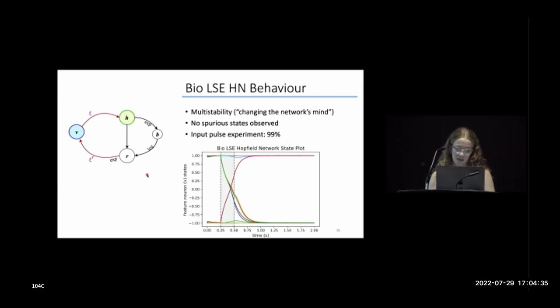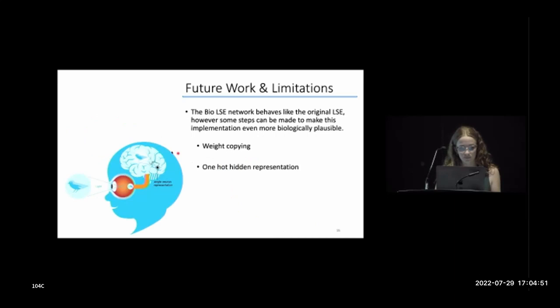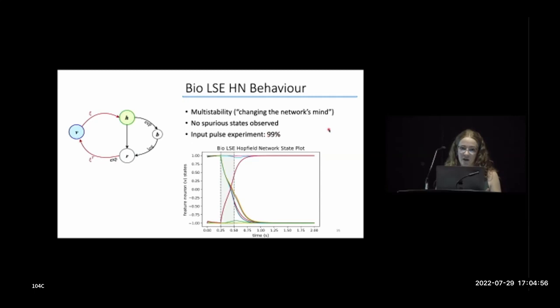We can view this as sort of changing the network's mind, in the sense that it's first thinking about this one memory or concept, and then we give it a very brief reminder of something else, and it switches to thinking about this second idea or memory. And we see that this happens almost all the time, 99% of the time, which is very similar to how an ideal CAM should behave.